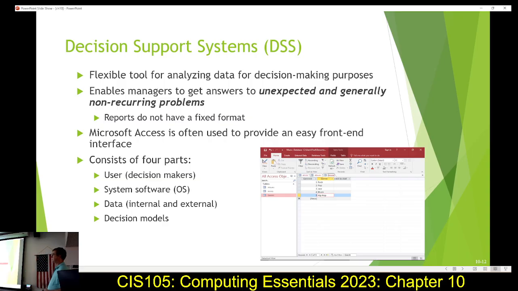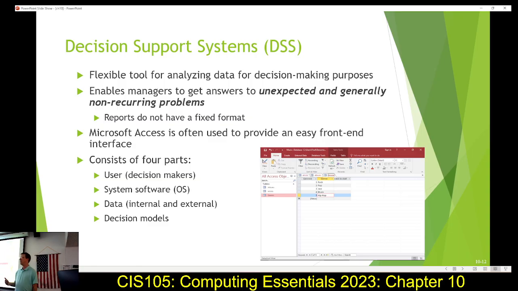So, decision support systems. You'll notice that I have it in bold and italicized words. We use decision support systems to get answers to unexpected and generally non-recurring problems. So this is when somebody would come into my office and say, Nick, we need you to find out this. And they hand me a post-it note with all the stuff on it. And I'm like, couldn't email that to me? No, we won't. This is a top secret thing that we want you to go find in the system. And I'm like, okay. So I would use a decision support system.